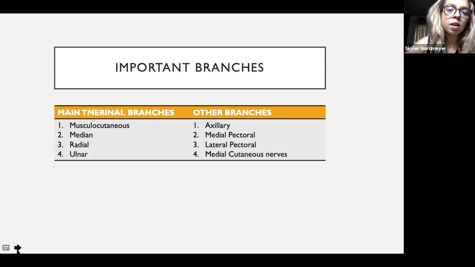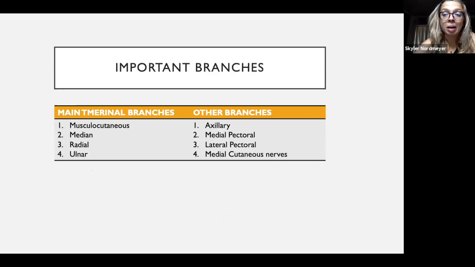Keeps you caffeinated. These are the important terminal branches that we reviewed, but I didn't have enough space to go over what each one does. So I put the main terminal branches on one side and the other branches on the other side. For the main terminal ones to remember, I always think of MMRU.